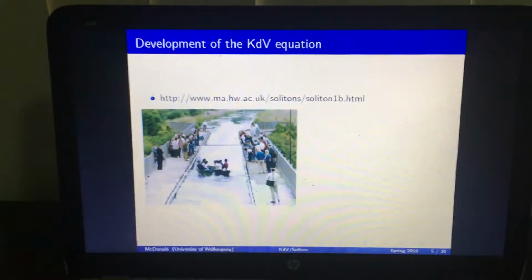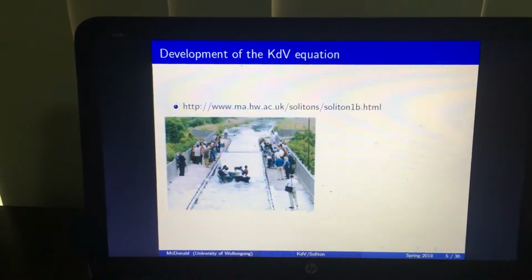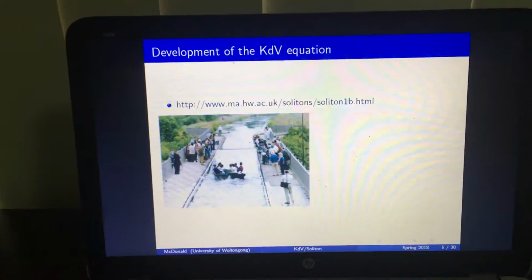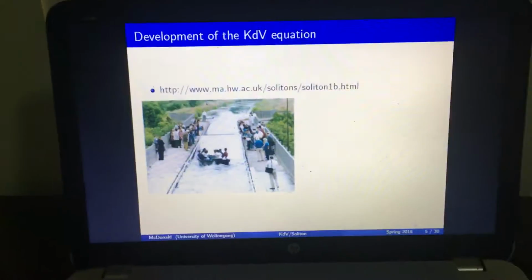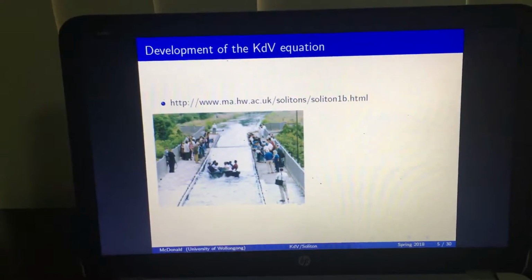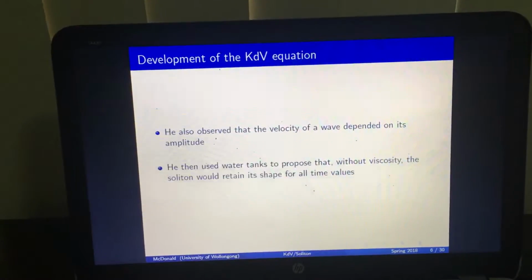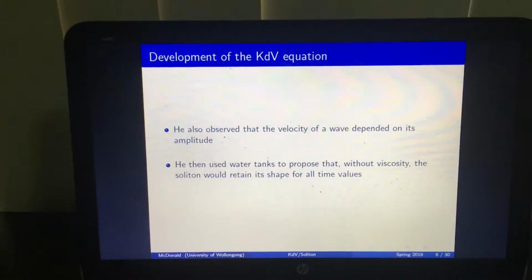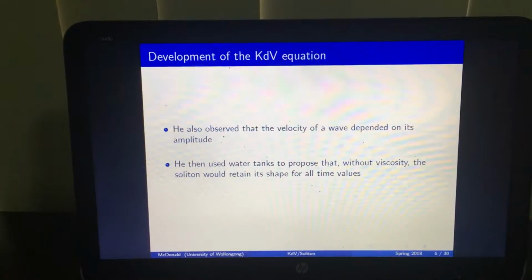So this picture here wasn't taken in 1895, it was taken in 1995. This illustrates the idea that he was talking about. And this picture was taken near Heriot-Watt University. So after this, he became quite enlightened about his findings, and he did a lot of water tank experiments after that.